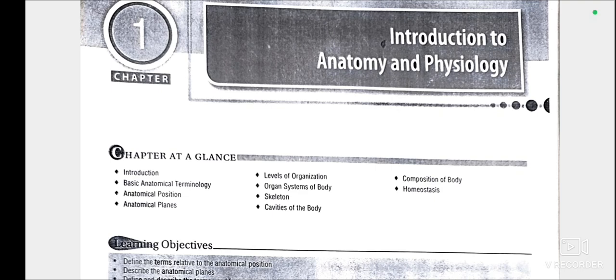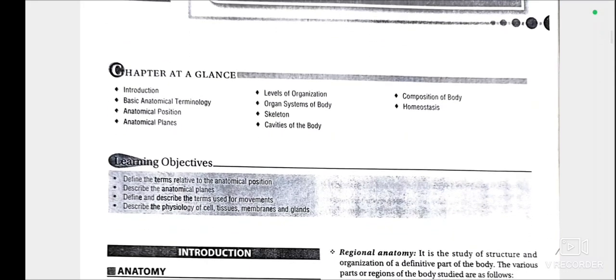In this video we will discuss only 5 contents of this chapter, that is introduction, basic anatomical terminology, anatomical positions, anatomical planes or sections, and levels of organization. The remaining 5 topics will be discussed in the second part of this video. Let's start.